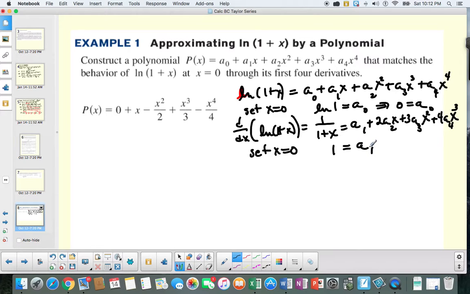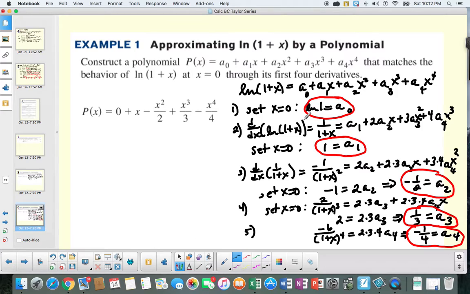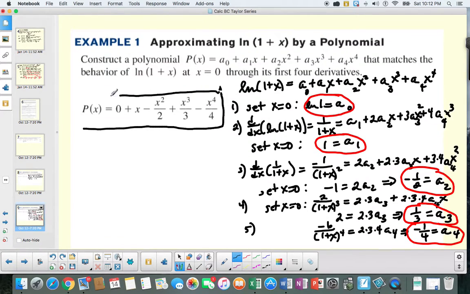We're going to continue this process on the next screen, and I'm going to find my a sub 2, my a sub 3, and my a sub 4. And notice these are the values that go right here, and it matches this answer right here that I arrived at when I was doing the geometric series.